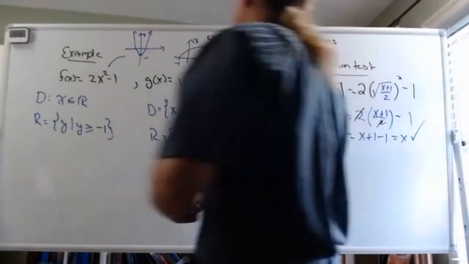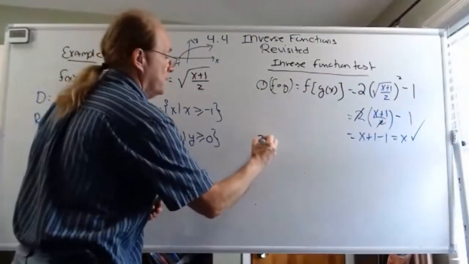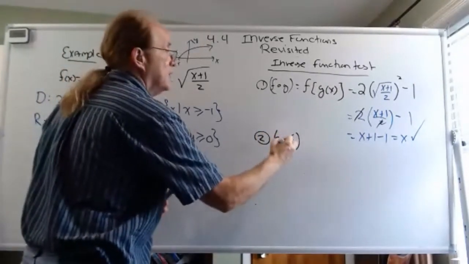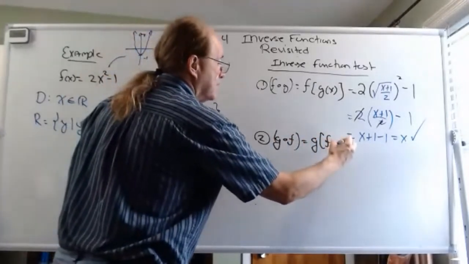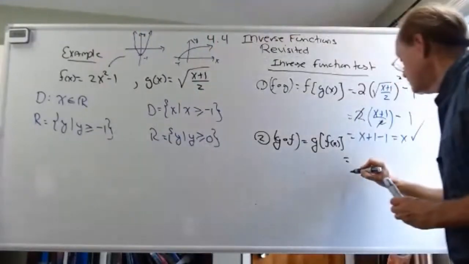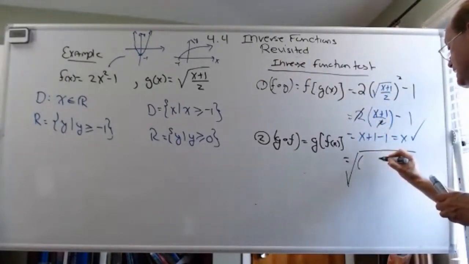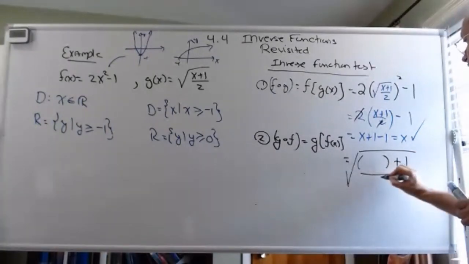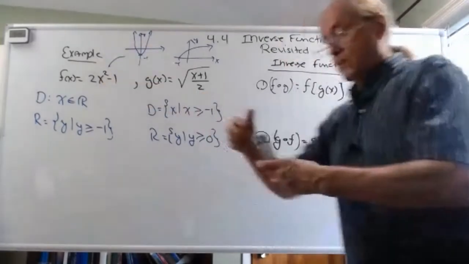While we're at it, let's take a look at the other one. So now I'm going to plug in over here, 2. So now that's g composed with f, and that's g of f of x. So what is my g function? It's a square root. This is what it is. It's a square root of my input. Then I add 1 to that, and then I divide by 2. Well, what is my input over here? It is now 2x squared minus 1.